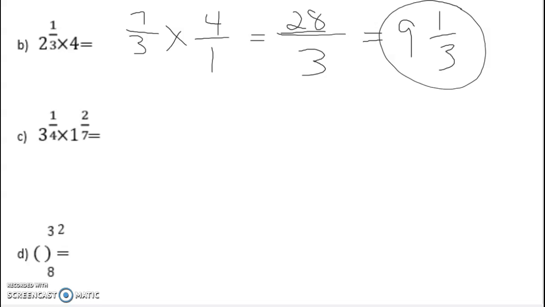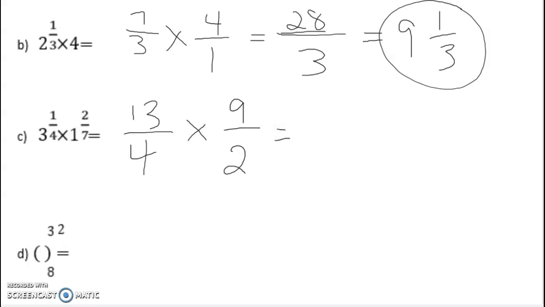Okay, next one. We have 3 1/4 times 1 2/7. So we've got to change it to an improper fraction. So 4 times 3 is 12. 12 plus 1 gives us 13. So we have 13 over 4. And then we have to convert this one. We have 1 times 7 is 7. And 7 plus 2 is 9. So we have 9 over 2.